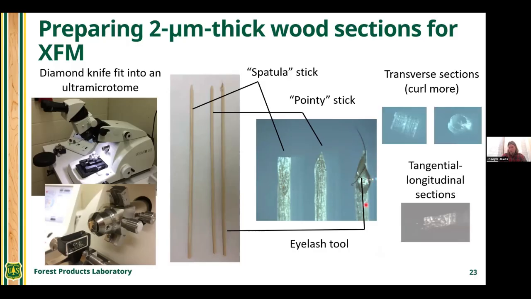And then we can cut these sections in different orientations. We have the transverse sections, where you have a cross-section of those cells. Then we also can cut tangential longitudinal sections, which go along the longitudinal direction. We typically do tangential because then you're doing cross-sections of those ray cells. If you try to do radial, then inevitably you end up with a ray running through the middle of your section and it just falls apart when it's this thin.